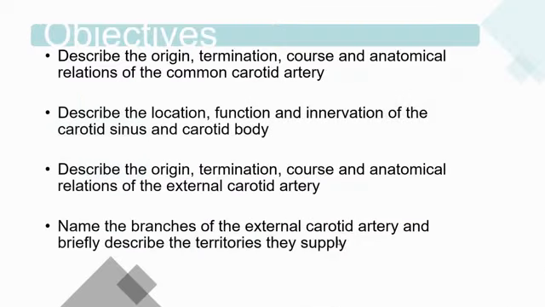Our objectives in this video are going to be to describe the origin, termination, course, and anatomical relations of the common carotid artery. Also, you will describe the location, function, and innervation of the carotid sinus and carotid body. You'll describe the origin, termination, course, and anatomical relations of the external carotid artery, name the branches of the external carotid artery briefly, and describe the territories they supply.